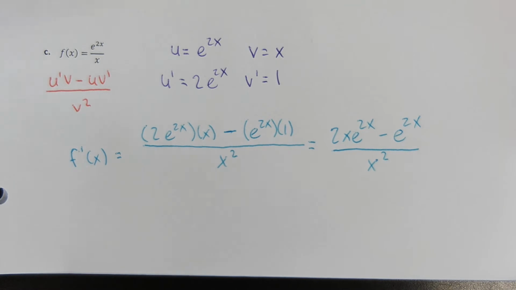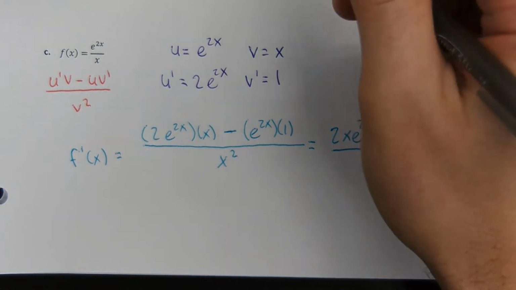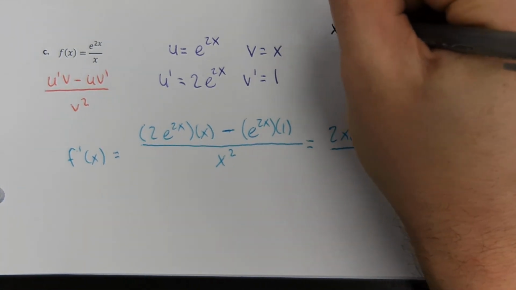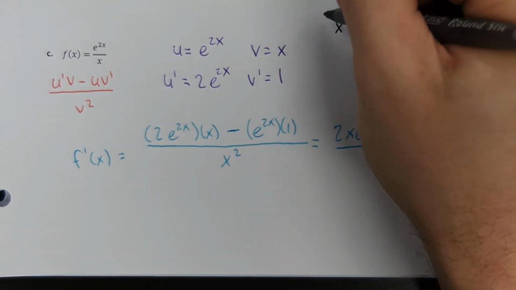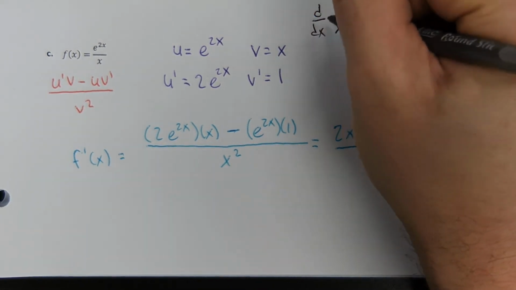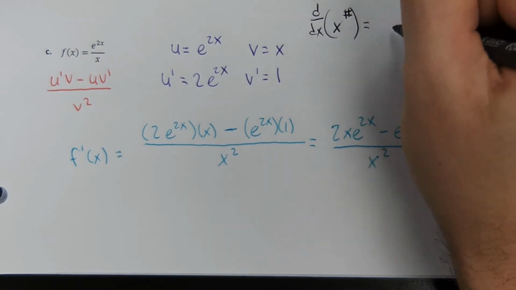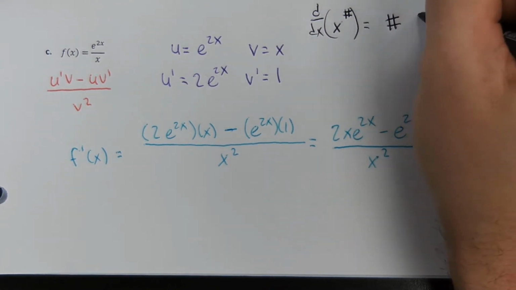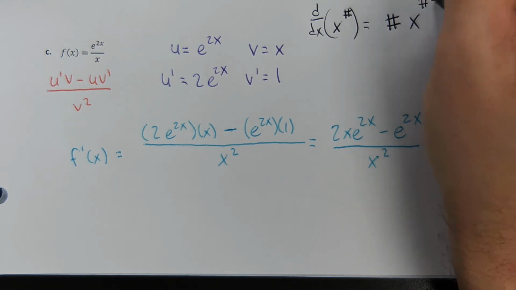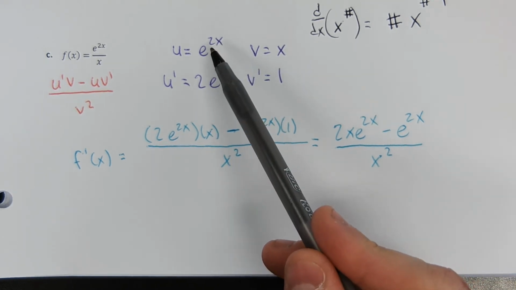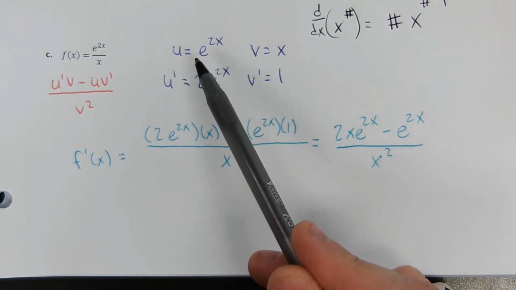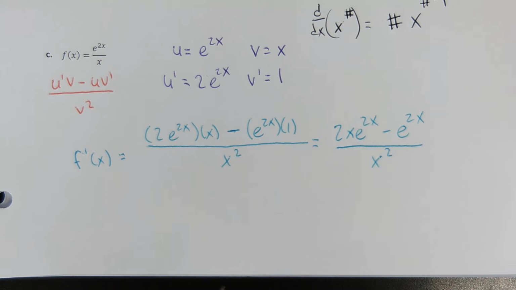Yeah, well, the reason why, what you're talking about is if you take the derivative of x to some number, what you get is the number in front, the x, and then the number minus 1. But that only works when the variable is the base. What we have is the variable in the exponent, where our base is a constant. That's why it doesn't work that way.